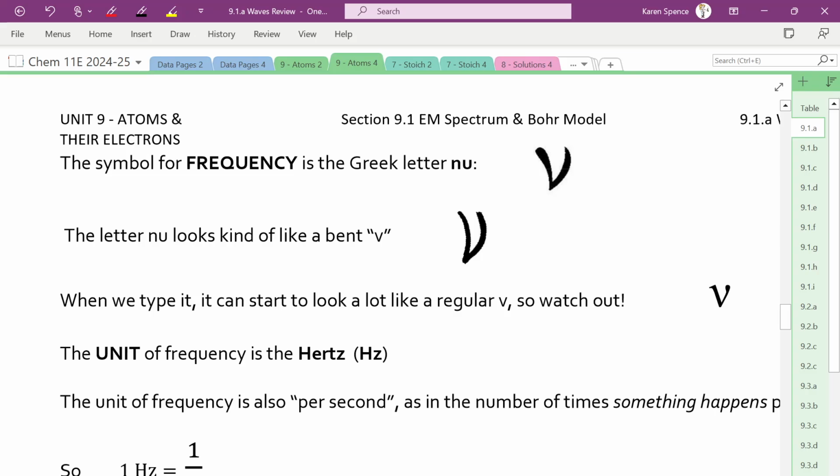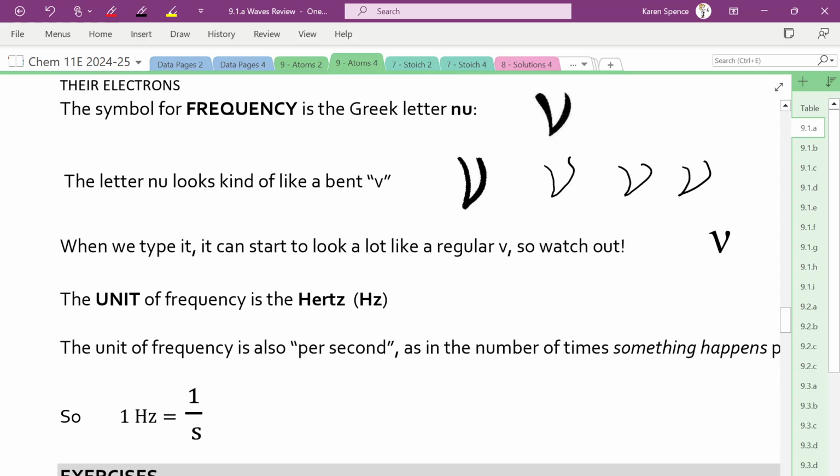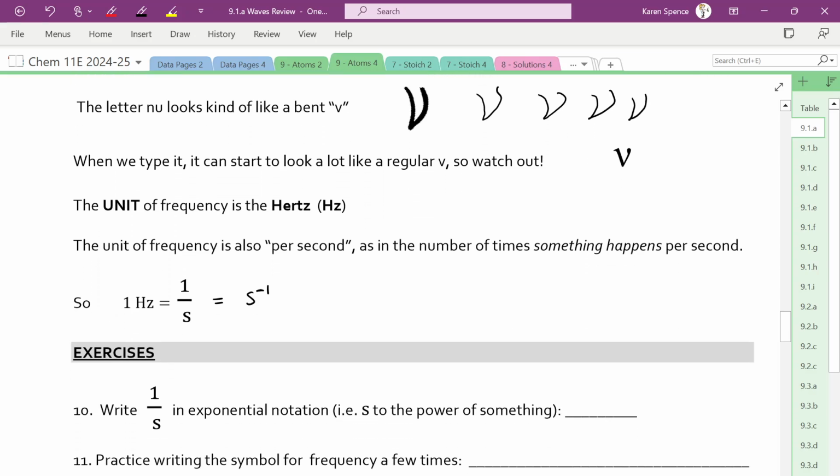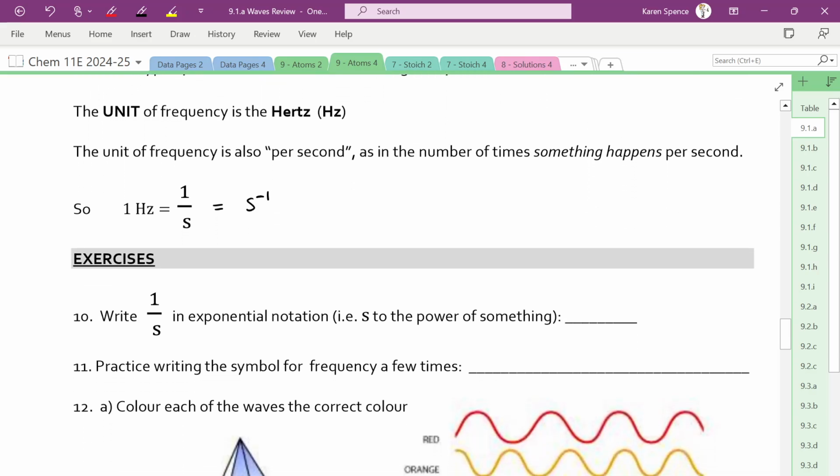Now you're going to practice writing nu a few times. I can't really draw, so I have to make sound effects along with my drawing. Hertz, seconds to the -1. There we go. There are a few little exercises down here. Actually, no, we don't need to do that. We've already done that. Seconds to the -1. You've drawn your little frequency.